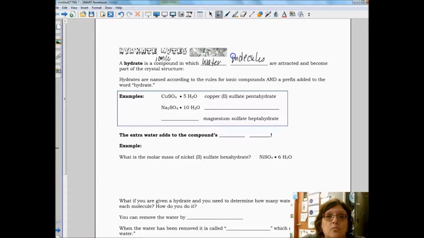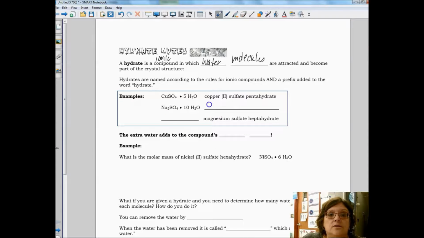Hydrates are named according to the rules for ionic compounds, and you use a prefix added to the word hydrate, like you use for covalent compounds. For example, here we have copper 2 sulfate. Copper 2 sulfate will attract 5 waters around it. So the name of this compound is copper 2 sulfate pentahydrate.